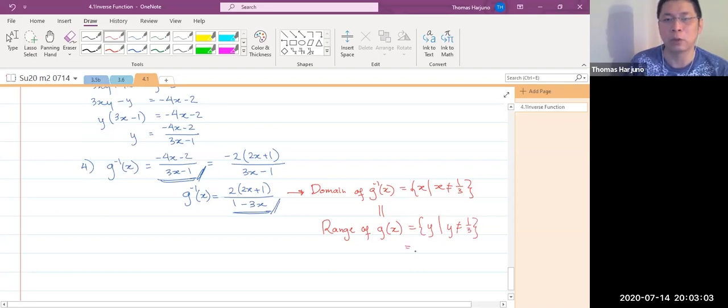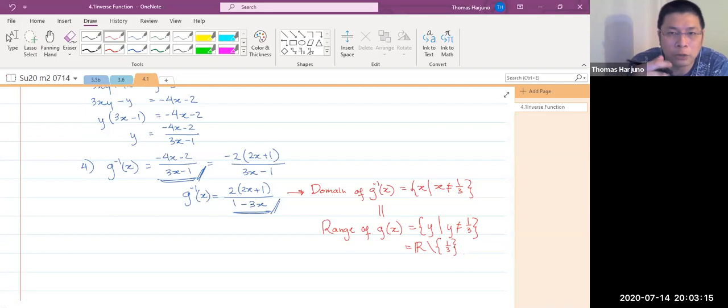Now, that's the same as what we said earlier: all real numbers except 1/3. But the way we said that earlier relies heavily on the graph and intuition. Right now, we actually solve that range problem using a more systematic and less intuitive method. It's more from the algebra.